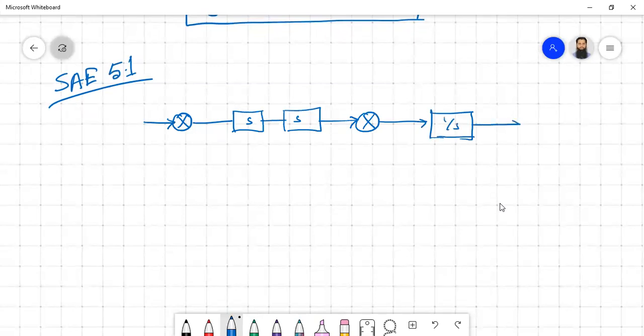One thing I forgot to tell you is that block diagram reduction can be done in different ways. So it is your choice which method you like. It may not be the same for everyone.